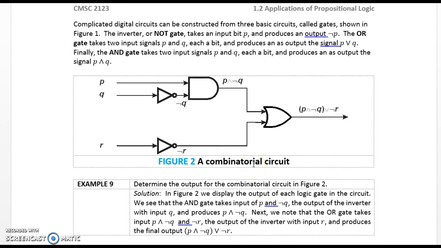Complicated digital circuits can be constructed from 3 basic circuits called gates, shown in figure 1. The inverter or NOT gate takes the input bit P and produces the output NOT P. The OR gate takes 2 input signals P and Q, each a bit, and produces the output signal P or Q. Finally, the AND gate takes 2 input signals P and Q, each a bit, and produces the signal P and Q. So in figure 2, we have a combinational circuit where the inputs are P, Q, and R, and the output is the quantity P and not Q or not R.